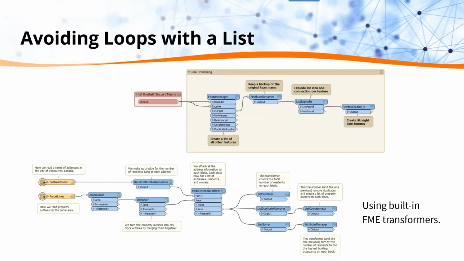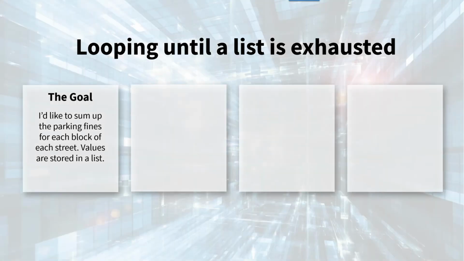But we didn't come here to look at avoiding loops. We looked at how to create them. So let's have a look at an example of creating them. So what I've got is some data, and I've got a record or a feature for every different block in the city of Vancouver. And each block has a whole list of parking violations and the amount it cost in fines.